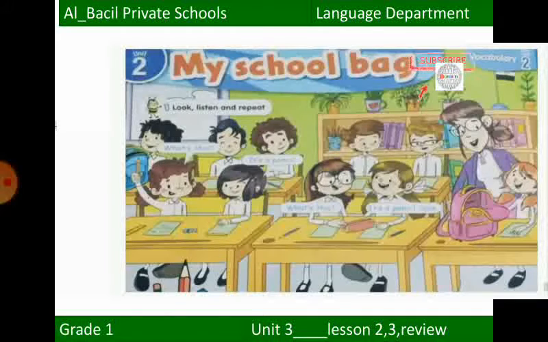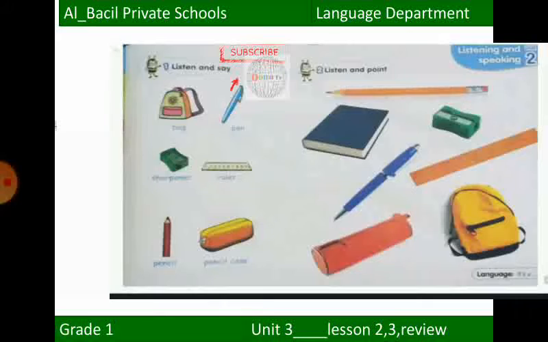Okay, get ready. Unit 2, page 10. Exercise 1. Look, listen, and repeat. What's this? It's a pencil. What's this? It's a pencil case. Unit 2, page 11. Exercise 1. Listen and say.